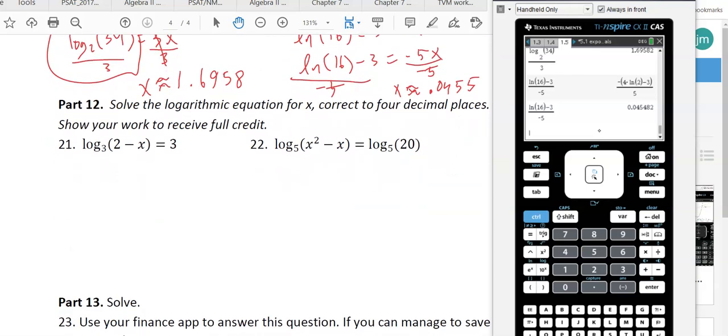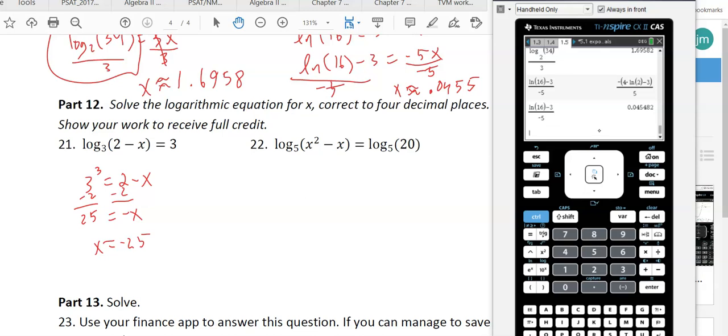So this one, just change the form. 3 to the third equals 2 minus x. So 27 minus 2 is 25. Equals negative x. So x equals negative 25. Well, that one just worked out. I didn't need a calculator.